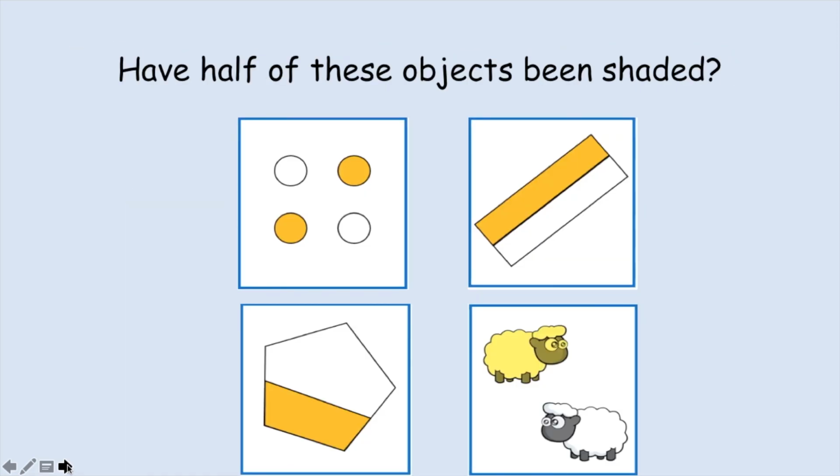Have half of these objects been shaded? Pause the video to check. So this one has been shaded in half because 2 circles are shaded and 2 are not shaded, so it is equal. This rectangle has been shaded in half. There are 2 equal parts and one side has been shaded. Now, has this pentagon been shaded in half? No, it hasn't, because the 2 parts are not equal.